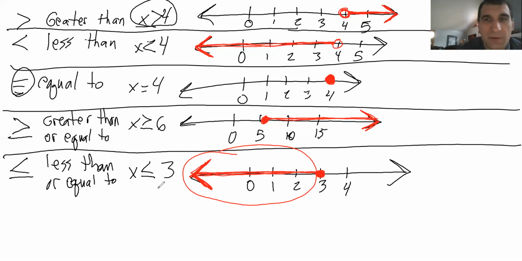So the biggest thing to remember, if it's an open point like this, that means it's either going to be greater than or less than, and it's not going to be that number. If it's a solid point, that means that point is shaded in like this. That means it could be equal to that particular number that is shown on the number line.